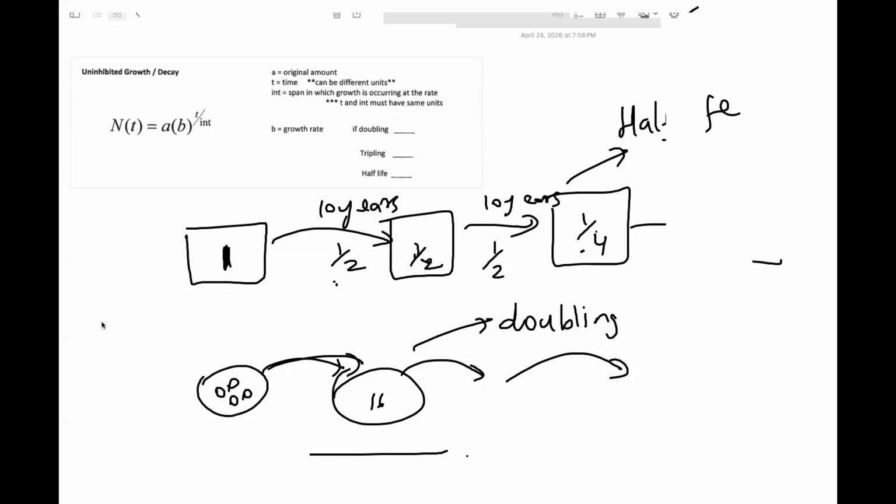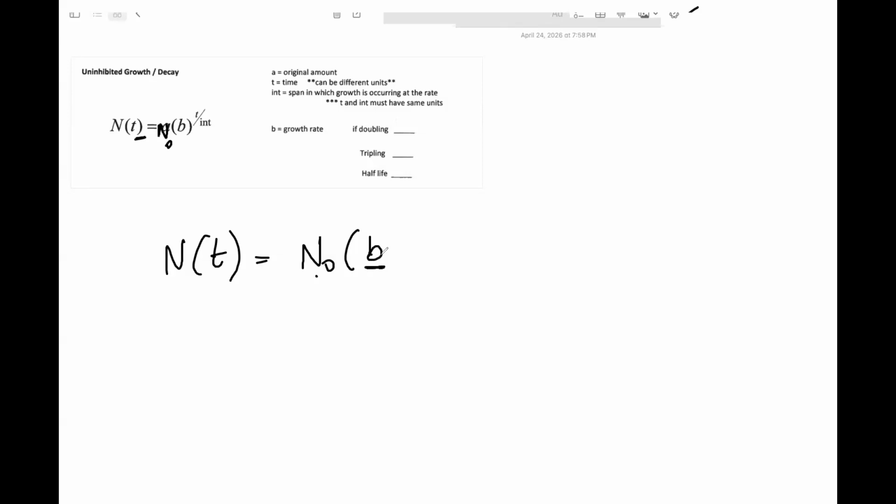All these problems, however, can be tackled using a single formula. This is the amount after T years, or whatever length of time. This T, this INT and this T should all be in the same units, whether it is weeks, years, minutes, hours, the unit should be the same. So NT is the amount after T length of time. This is N0, don't take it as A, it's so confusing. N0 is the original amount present, times the growth rate. This growth rate can be half or double or whatever rate they specify. Power T by INT.